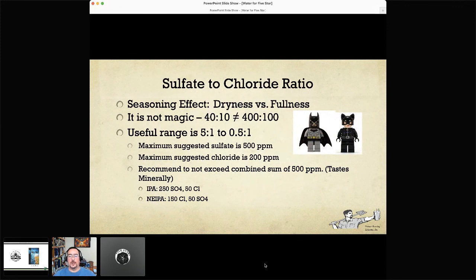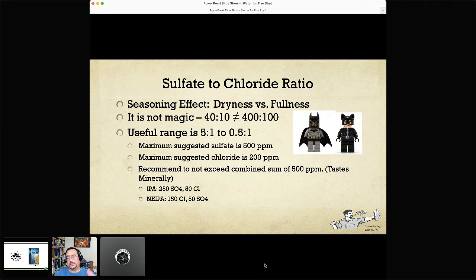Okay. Sulfate to chloride ratio. It's a good way to think about the overall character and flavor balance of your beer. Dryness versus fullness. We talk about the ratio, but it's important to understand that 40 to 10 is not going to taste the same as 400 to 100. All right. Useful range for sulfate to chloride ratio is anywhere from 5 to 1 down to a half to 1.